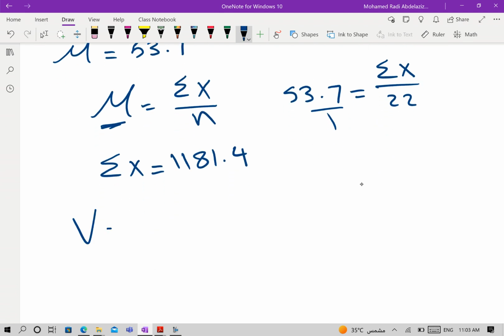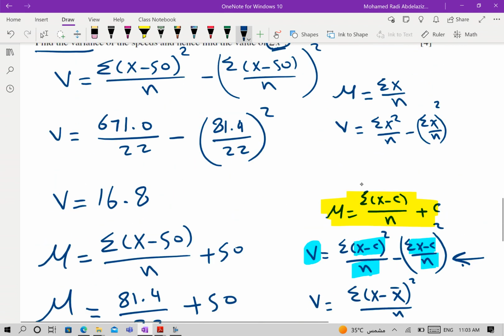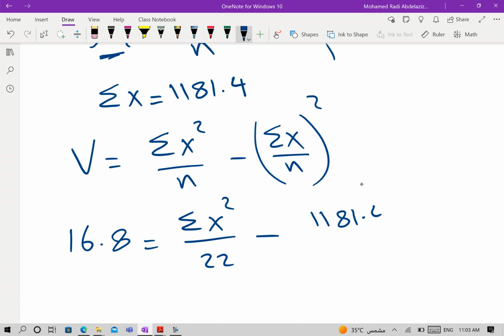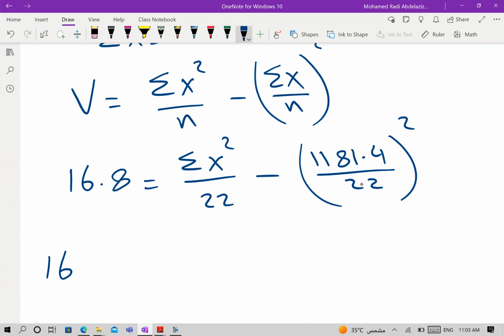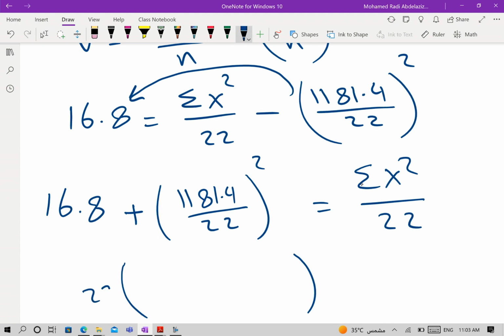Variance is sum of x squared over n minus sum of x over n, the whole squared. The variance found before in step 1 is 16.8. Sum of x squared divided by n, which is 22, minus sum of x, 1181.4, divided by 22, the whole squared. Move 16.8 to the other side, it will be plus. So 1181.4 divided by 22 whole squared plus 16.8 is equal to sum of x squared divided by 22, then multiply by 22. So what is the summation of x squared?